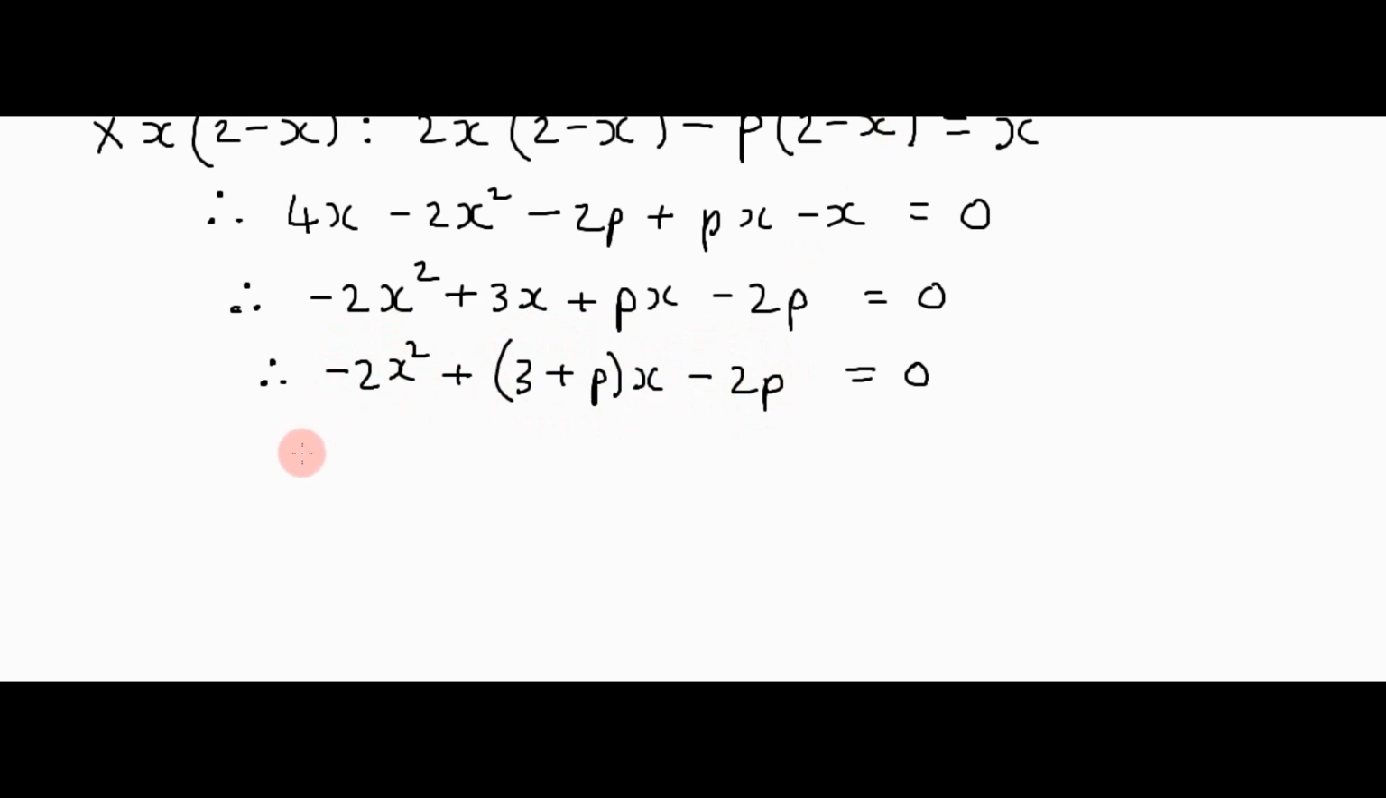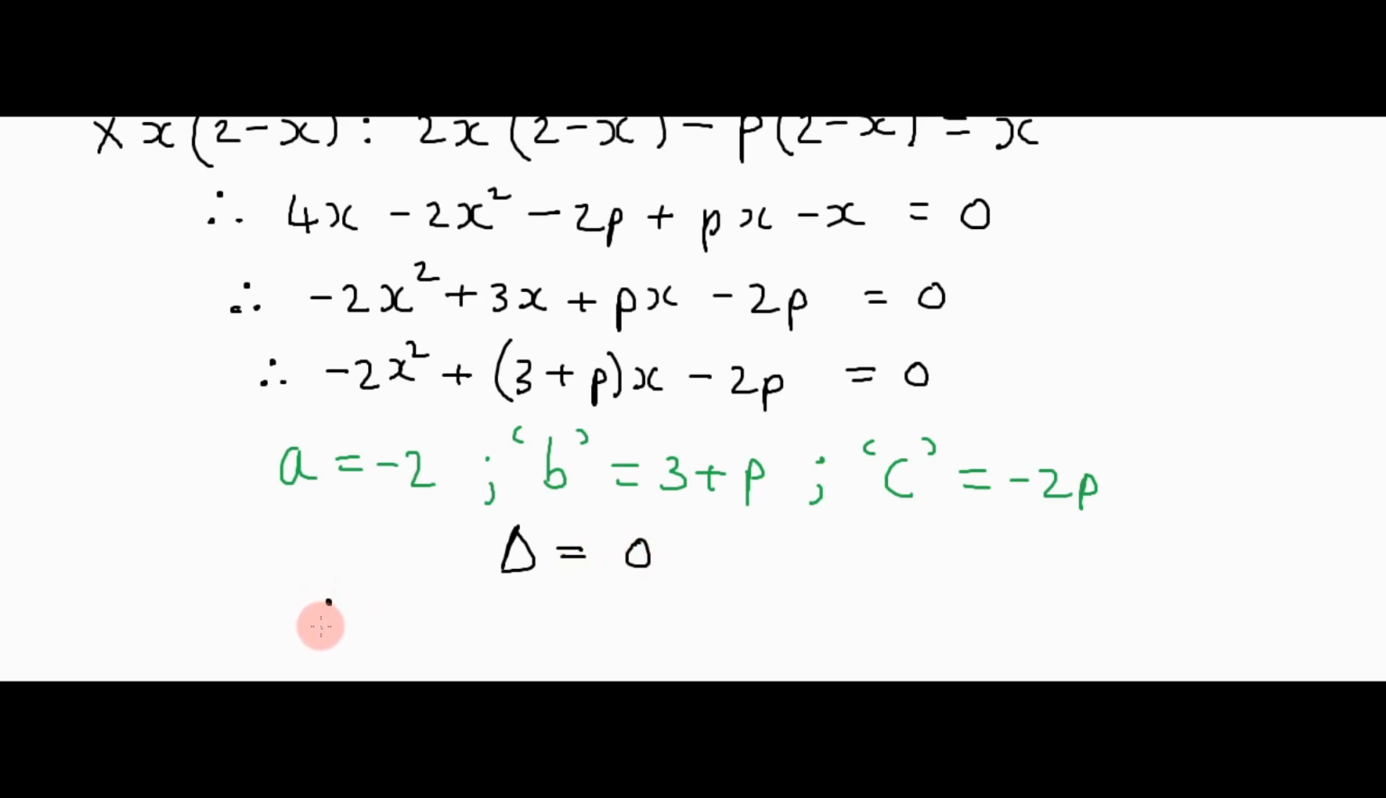So we can write down the values of a, b, and c. So a, the x squared coefficient, is negative 2. b is the x coefficient. So that's 3 plus p. And c is the constant. So c equals negative 2p. Now, we are told that the roots are equal. So we can write down that delta equals 0. In other words, that b squared minus 4ac equals 0.